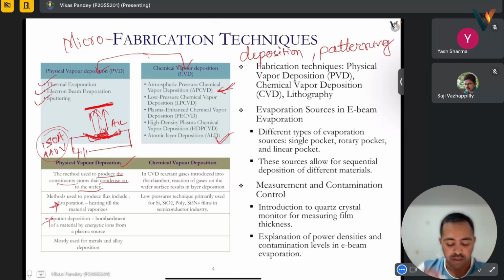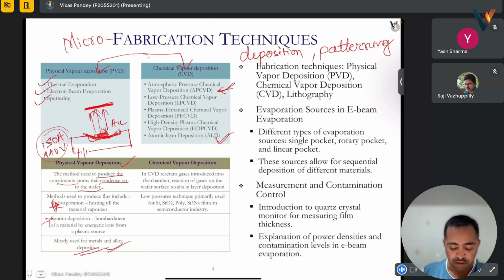material. So as the name suggests, the evaporation will be at a higher temperature. Sputtering will be at a lower temperature, though it can also be done at higher temperature for good adhesion and these things. Sputtering is mostly used for metal and alloy deposition.